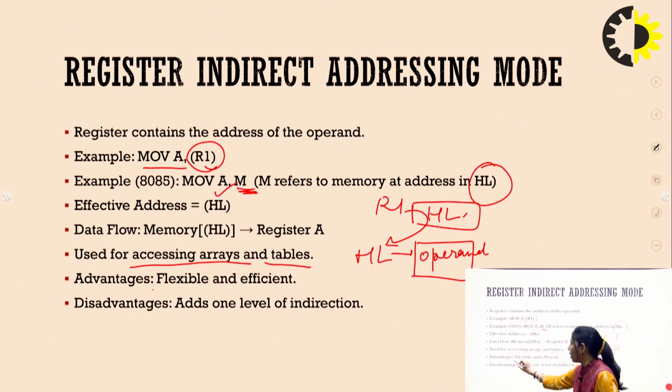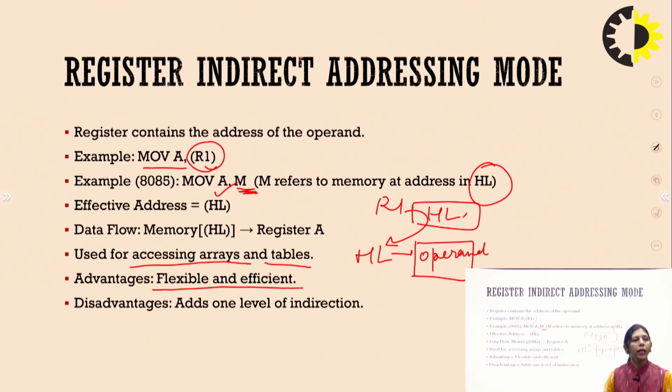The advantage is that it's very flexible and efficient, and its disadvantage is that instead of getting the operand directly from the register, we have to move one level ahead; we have an indirect path to bring the operand.